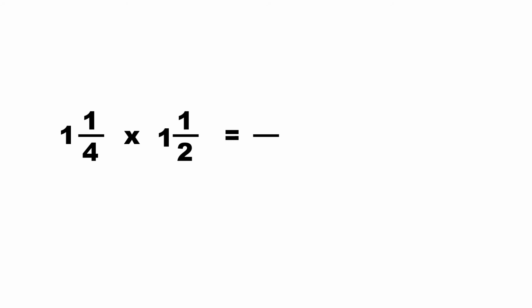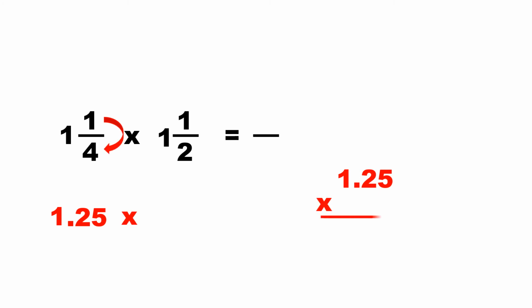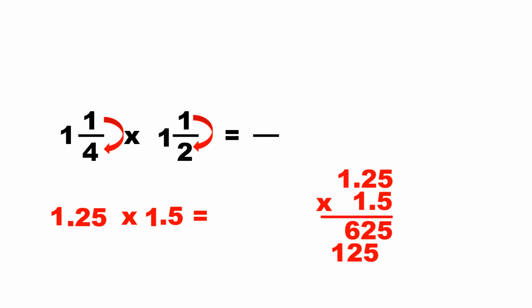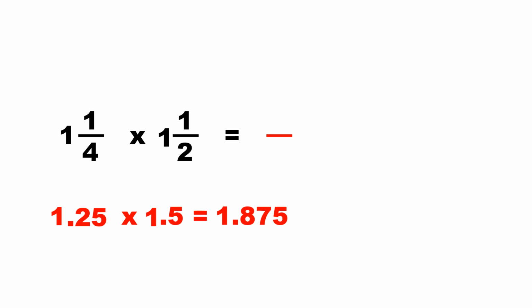And we could always do the decimal format. So 1 1/4 will be 1.25. You take the numerator divided by the denominator, you get 0.25. Multiplied by 1 1/2, take 1 divided by 2, numerator divided by the denominator, will get 0.5. And if you type it into your calculator or you do it the long way, the answer will be 1.875.